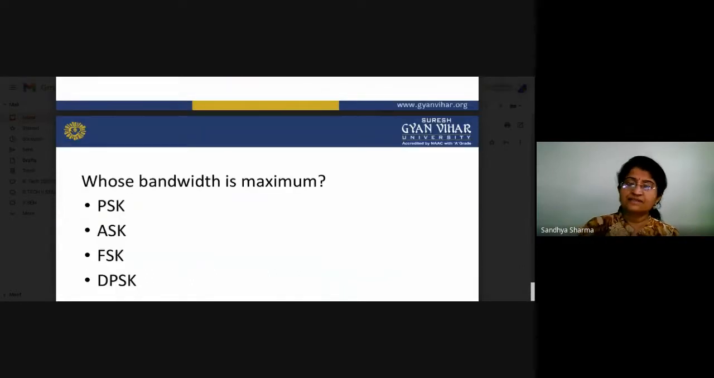Whose bandwidth is maximum? I can also tell you it is the frequency spectrum. If you are studying the frequency spectrum of ASK, FSK, PSK, we can see we are working on two frequencies in the FSK system. So the bandwidth requirement of the FSK system will be high with respect to the other systems. In this way, we can see that all these are digital modulation techniques.